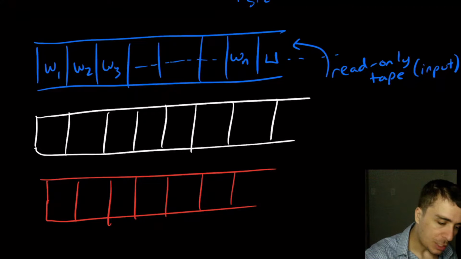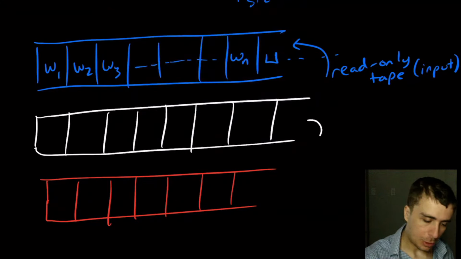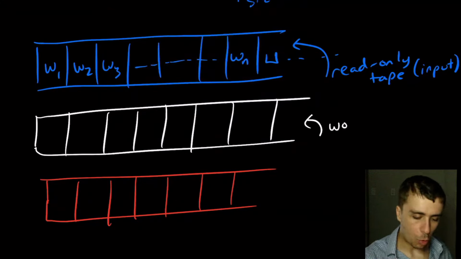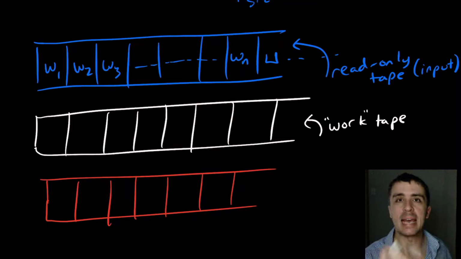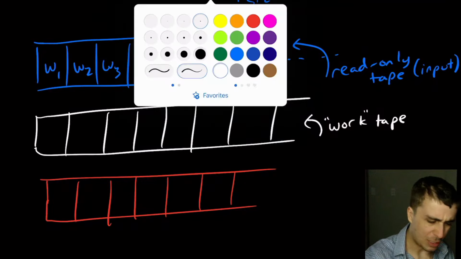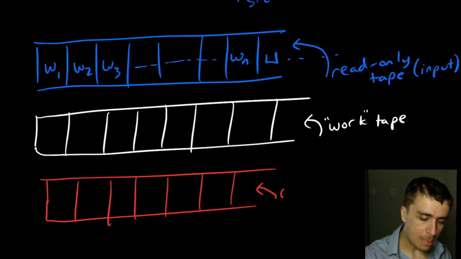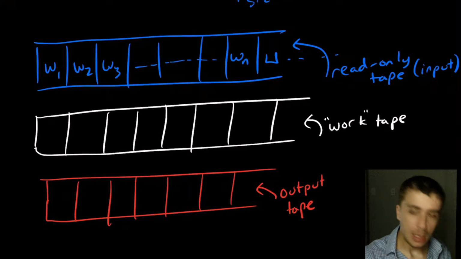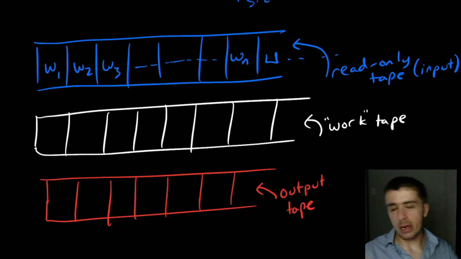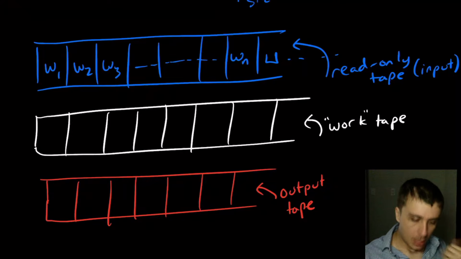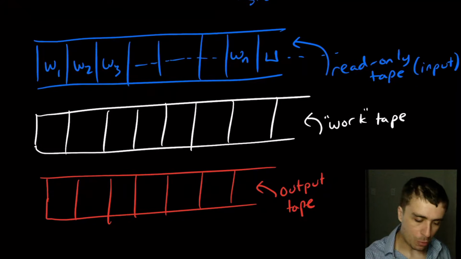So what is the white tape then? This is what is going to be called the work tape. Whatever we do on here is what is going to be counted against us for the amount of space that we're using. And you may think, what is the red tape then? The red tape is going to be the output tape. What is the difference between the work tape and the output tape? On the work tape, you can do whatever you want: you can write, you can move left, you can move right, anything that you wish. On the output tape, we can't move left.